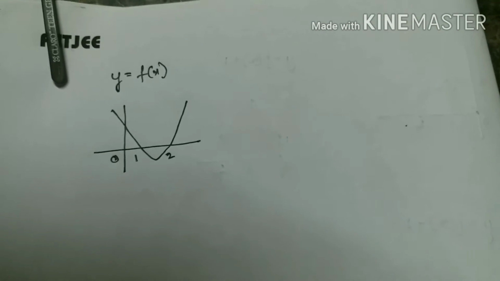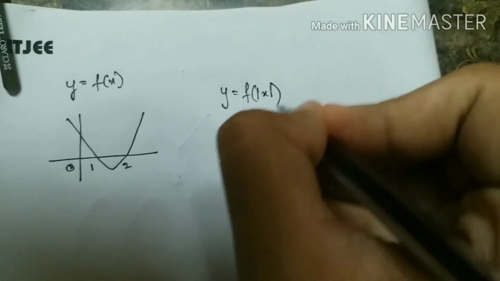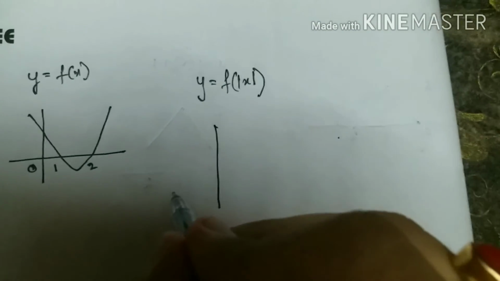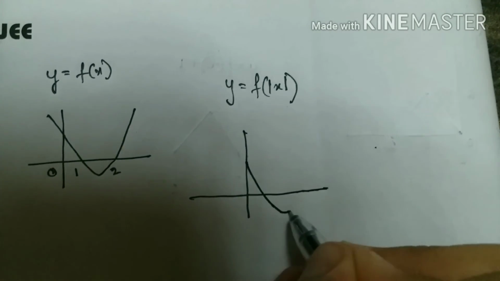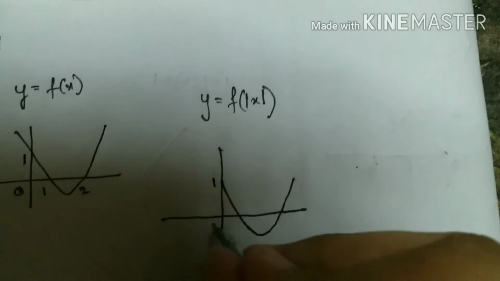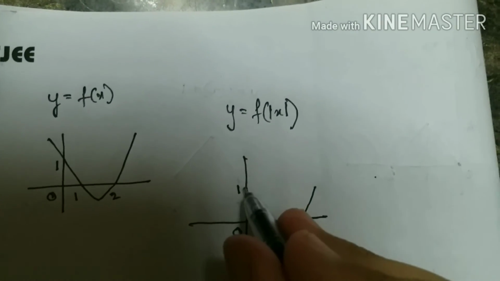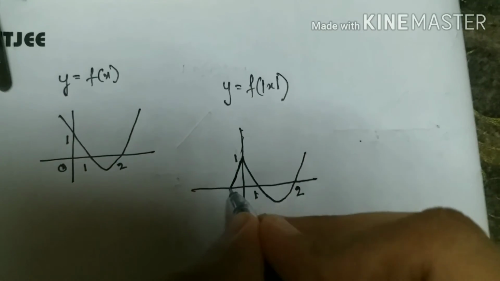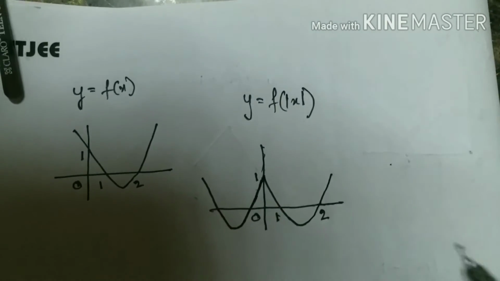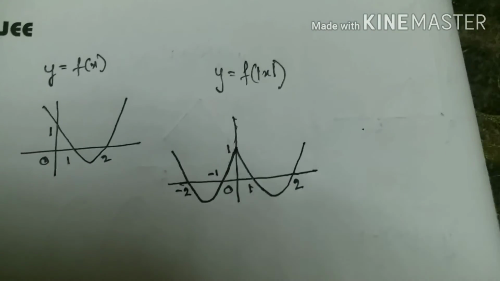So now you have to draw the graph of y is equal to f of mod x. What will you do? For x greater than 0, draw the original graph. Draw as it is, for x greater than 0. Suppose this was, take it 1. So this will also be 1. Now for x lesser than 0, take reflection along y-axis. So just draw its image. Draw the image of the positive side. This will be minus 1. This will be minus 2. Simple.